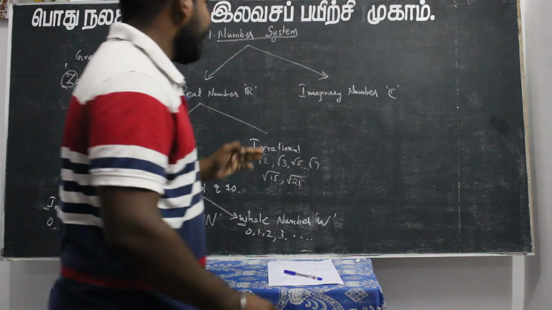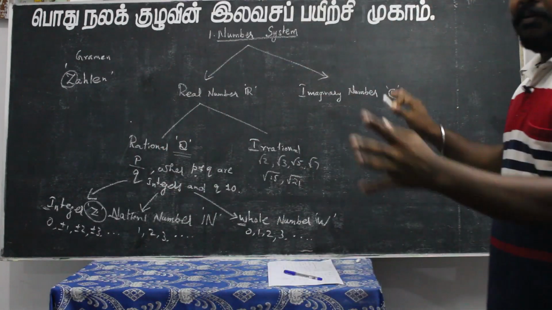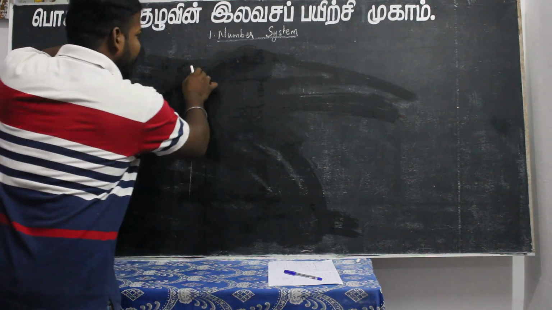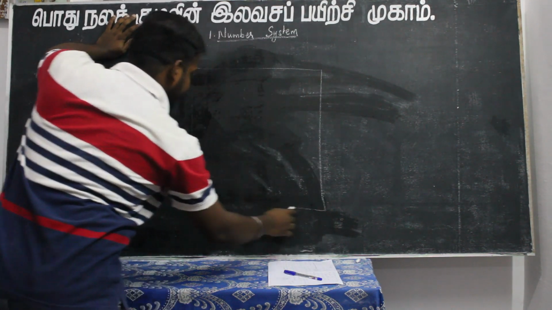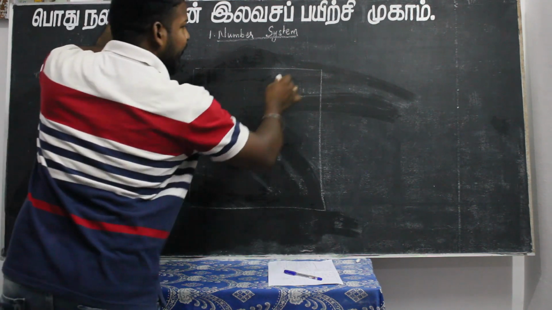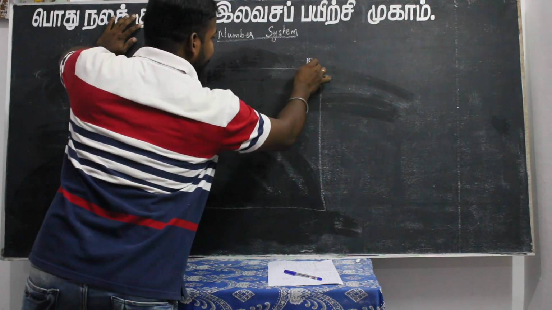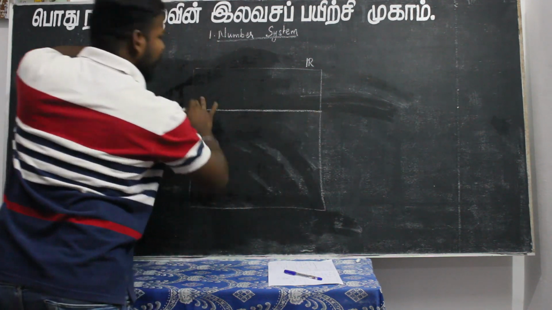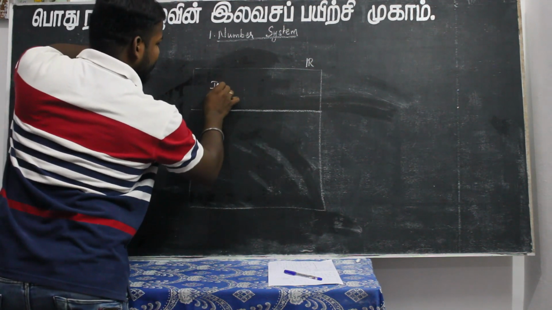Okay. We can easily understand this number system using one box, one figure. This is your real number, denoted by R. We can split it into two boxes. The first one is your irrational number.